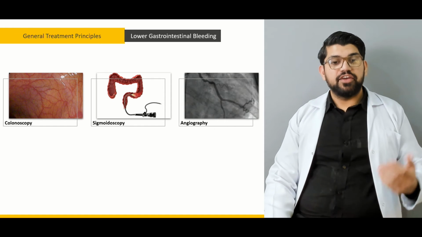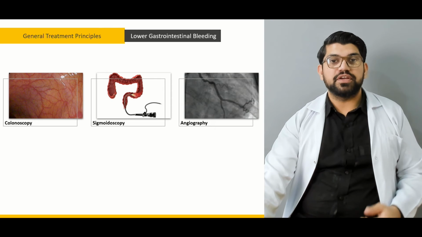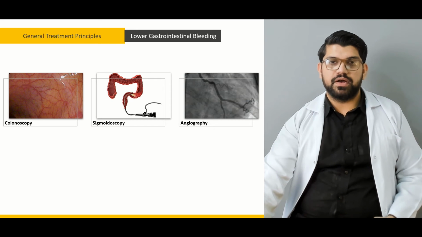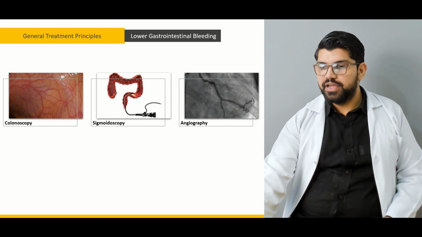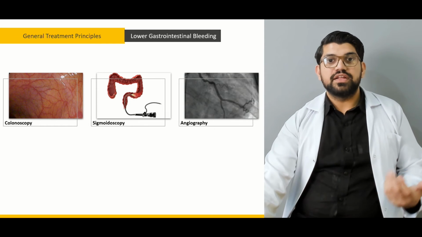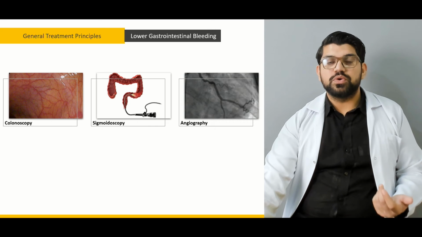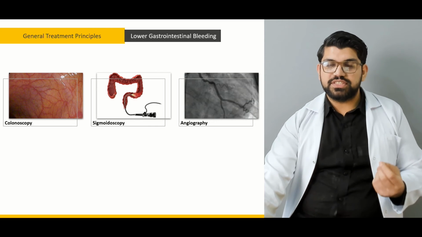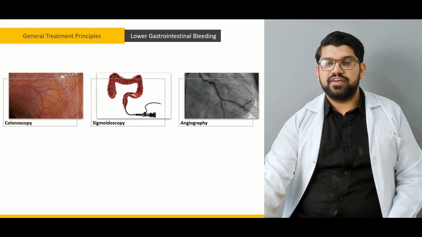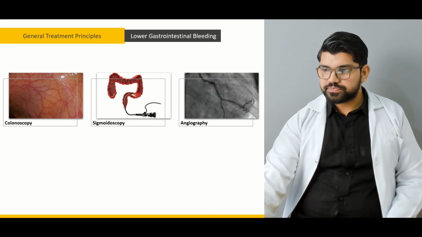Angiography, again, if sigmoidoscopy is not helpful in these patients, or there is some bleeding point that could not be identified because of operator failure or some other problems, then angiography should be done to rule out any bleeding point, which tends to identify bleeding from 0.5 to 1 ml per hour.